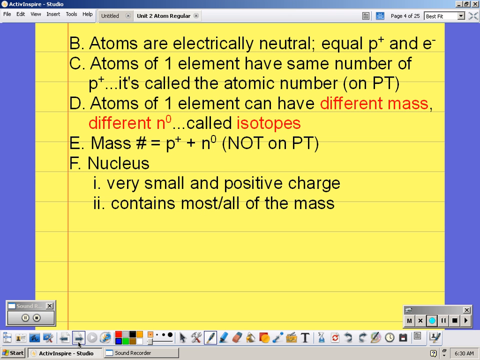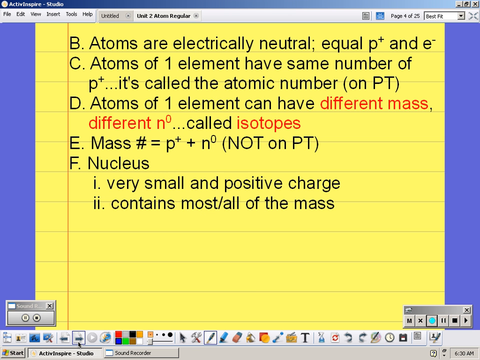Atoms of one element can have different masses because they have different numbers of neutrons, and that's called an isotope. If we take the number of protons and the number of neutrons, both of those particles having mass, and add them together, then we get the mass number. The mass number is for a particular atom, not an element. So the mass number is not on the periodic table. It has to be given to you.